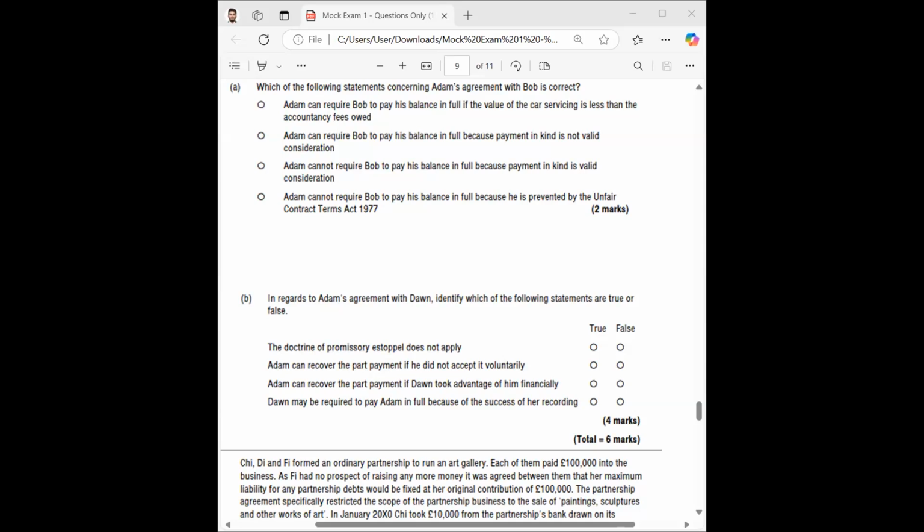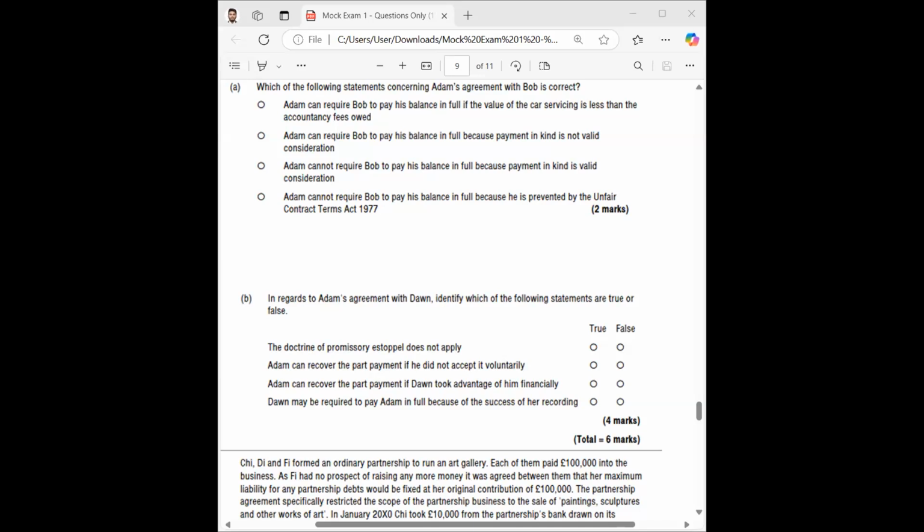Adam, who operates an accountancy practice, charges £1,000 per year for producing business accounts for tax purposes. Unfortunately, he has some difficulty in recovering his fees from two of his clients. The first client, Bob, a car mechanic, told Adam that he could only raise cash to pay half of his fees, but that he would service Adam's car for the coming year. Adam reluctantly agreed to this proposal. So both clients are in difficulty to pay, but Bob is offering to pay half and also provide a service for Adam's car for the next year.